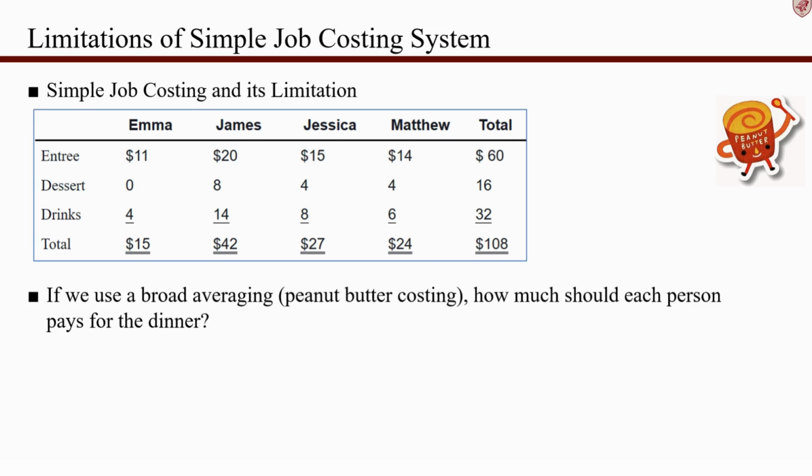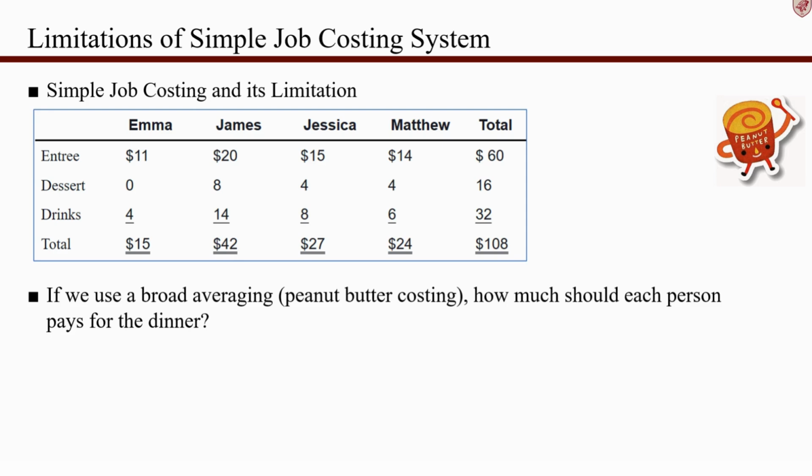And then here, one of these four people suggests why not split equally, right? So in a managerial accounting sense, that is called the broad averaging, where you split the cost evenly. It's also called the peanut butter costing. So when you spread the peanut butter on bread, it's usually spread equally, right? So many times you can use it in the same context.